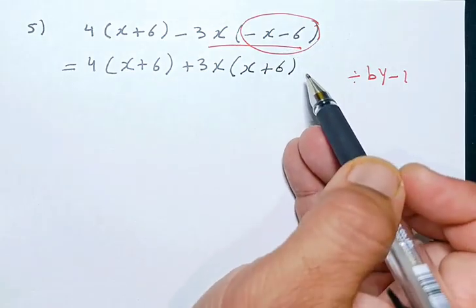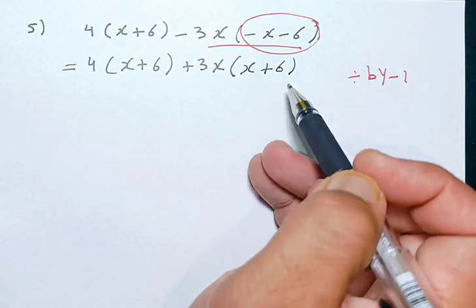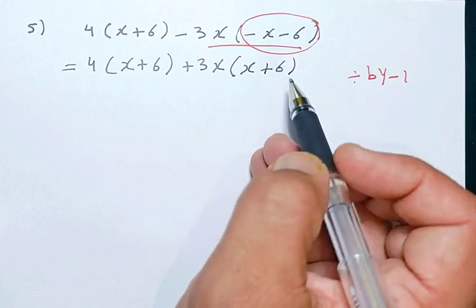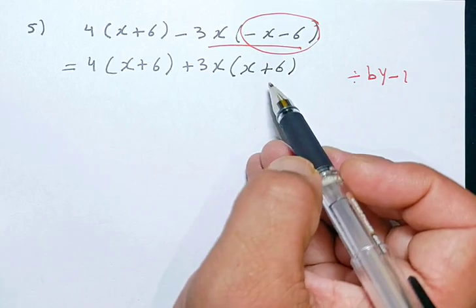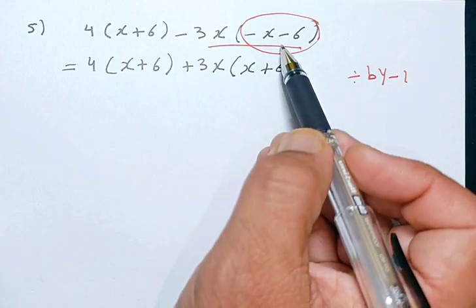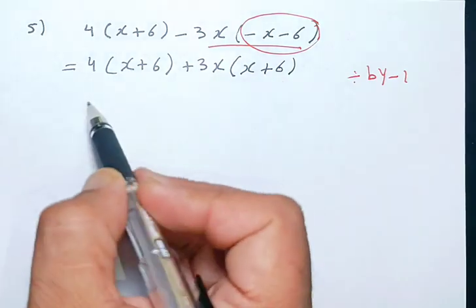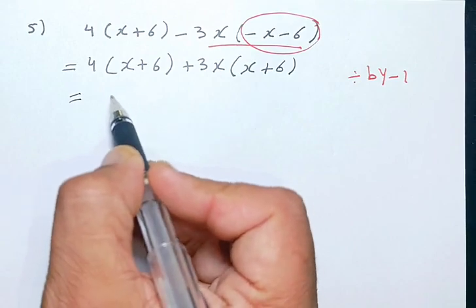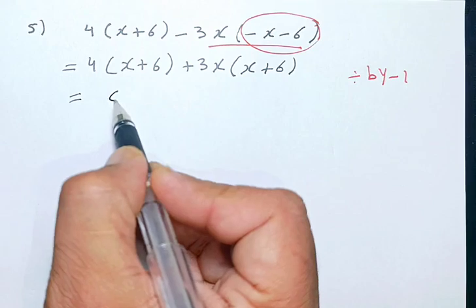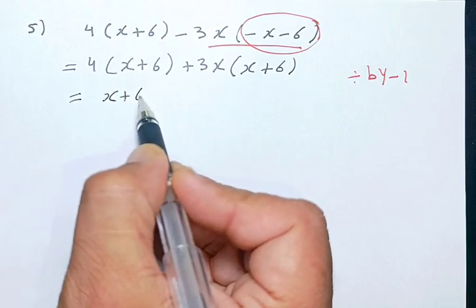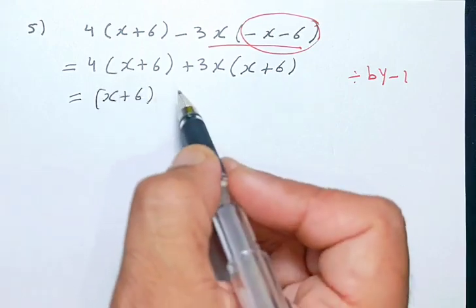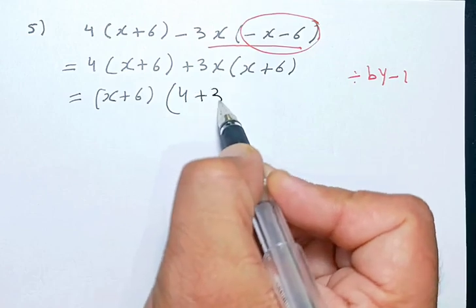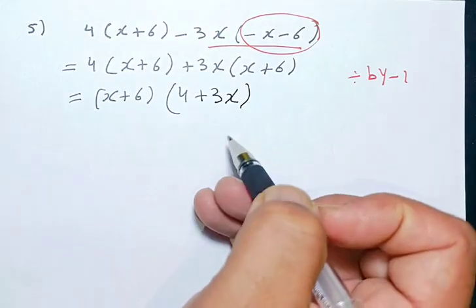Two different signs will be a negative, two same signs will be a positive. So the negative divided by negative is going to be a positive. Now I can see x plus 6 is my common factor, common bracket. So I say x plus 6, my common bracket is out. What's left there? 4, and this side x plus 6 is out, plus 3x is left. This is my final answer.